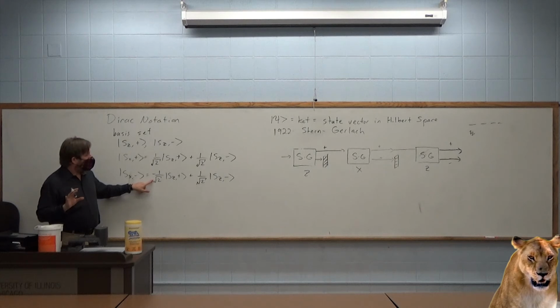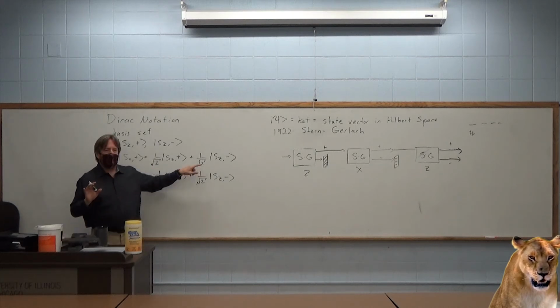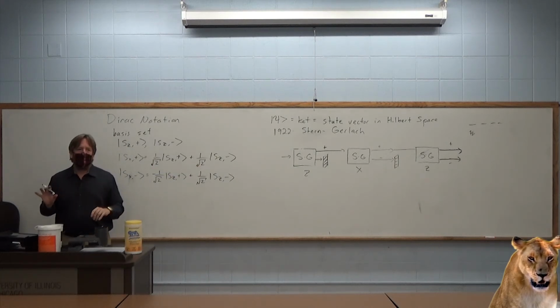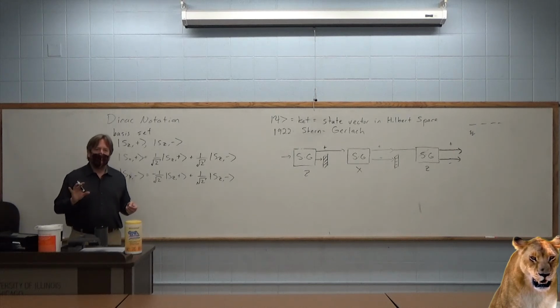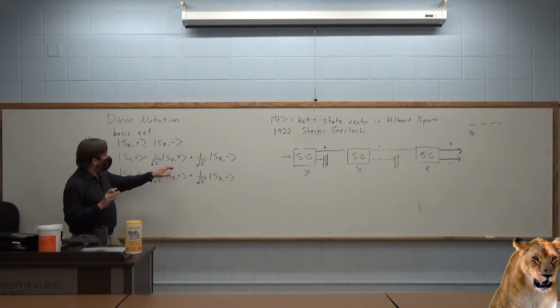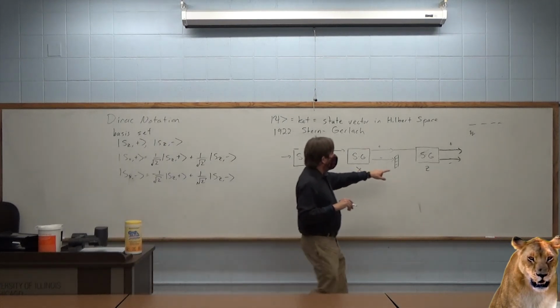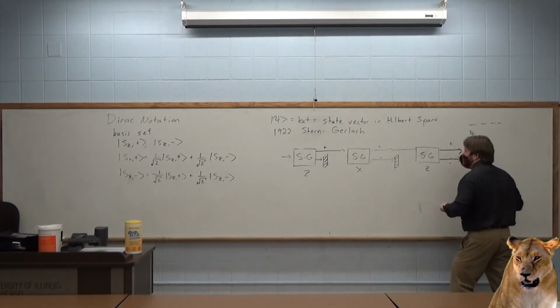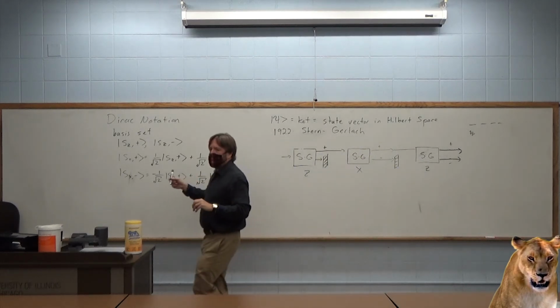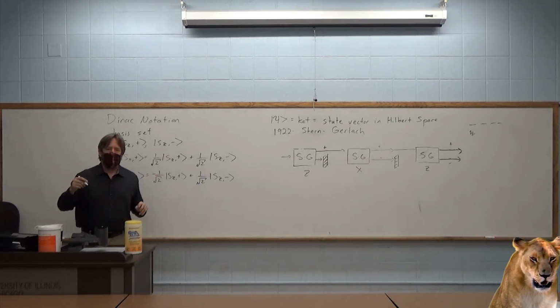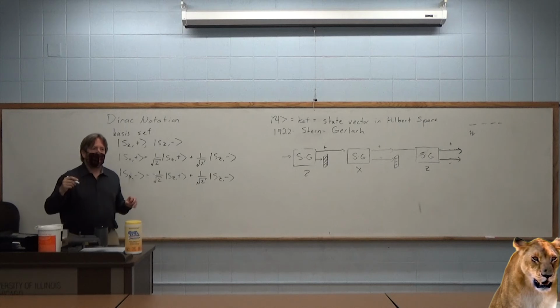Now, the reason is that you notice I didn't write a half, I wrote 1 over square root of 2. Now, why is that? Right? Now, it's 50-50. Half is that, half is that. Why did I write 1 over square root of 2? Why didn't I write 1/2? What do you think?